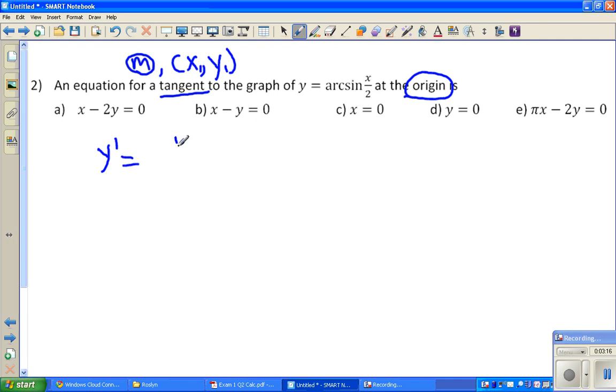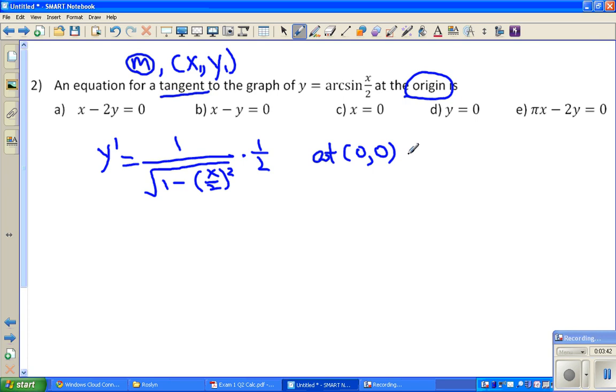It will simply be 1 over square root of 1 minus x over 2 squared. And then by the chain rule, we have to multiply it by the derivative of x over 2, which is simply equal to 1/2. Now, since it's origin, then x has to be equal to 0. Then, at 0, 0, you will realize that y prime simply becomes, this portion becomes 0, hence this whole thing becomes 1, which leaves 1/2 as our slope.